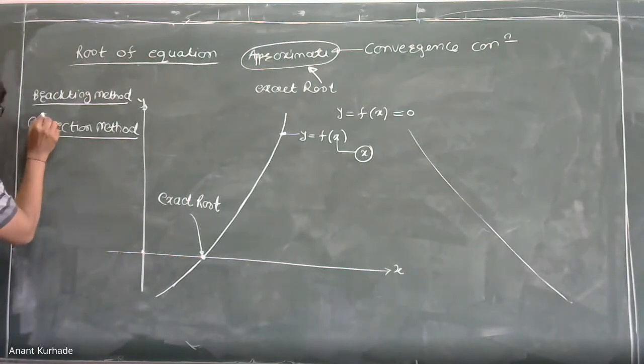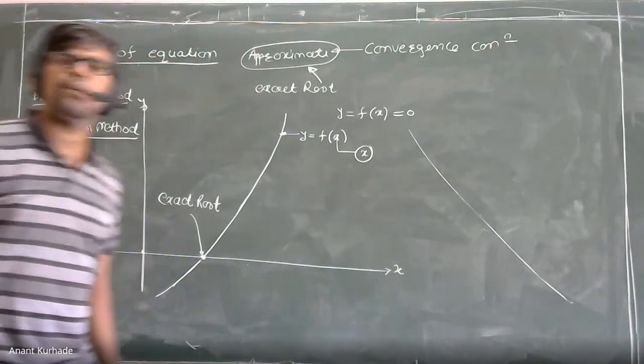So in this bisection method, in the name only, the first part is bi. Bi means what? Tell me numbers. Bi means what?